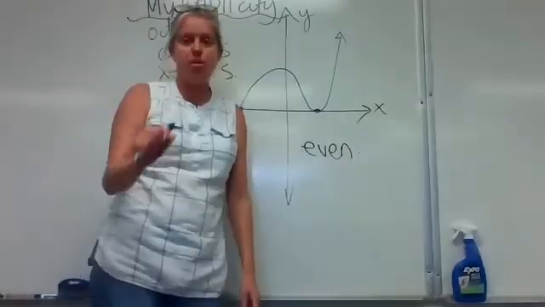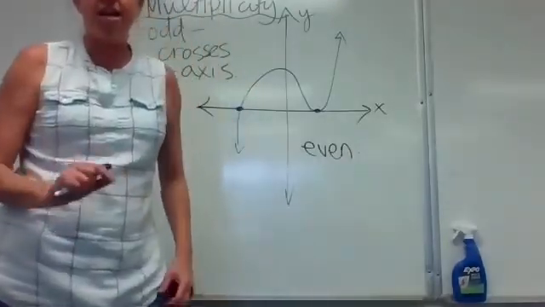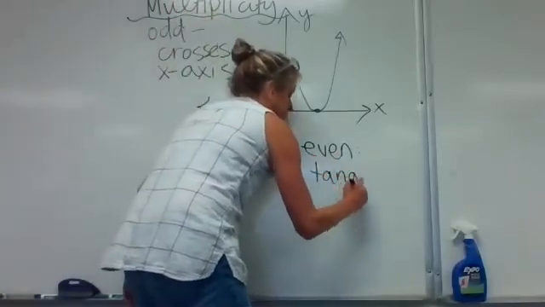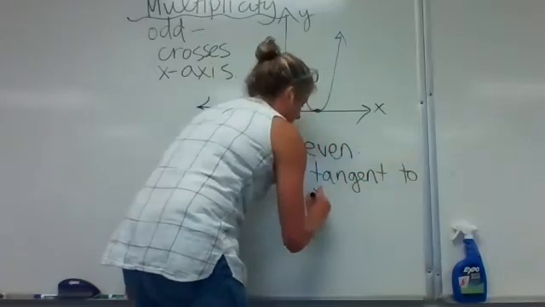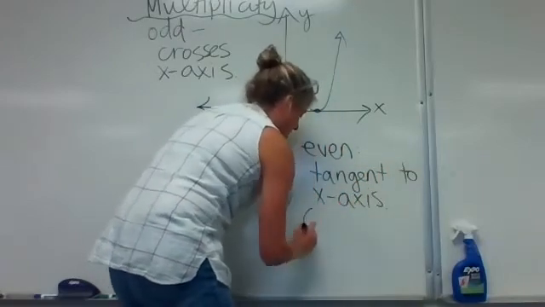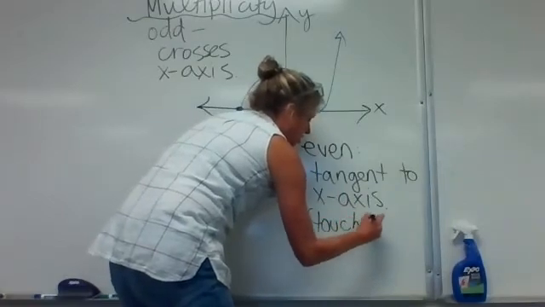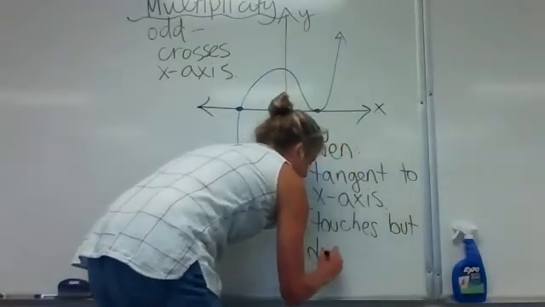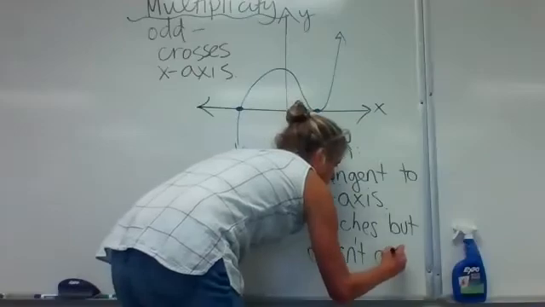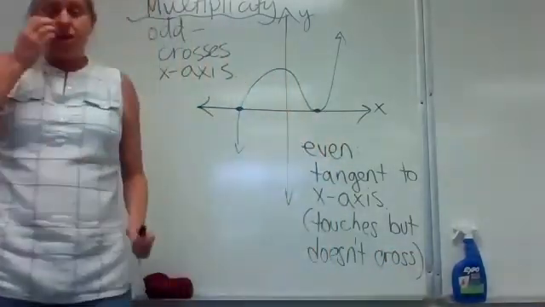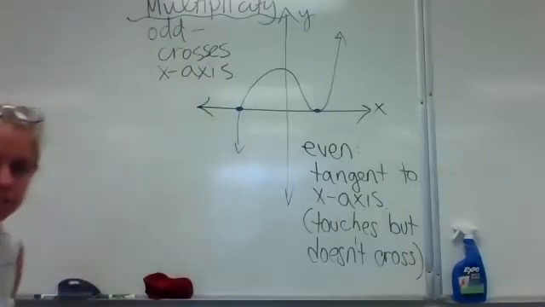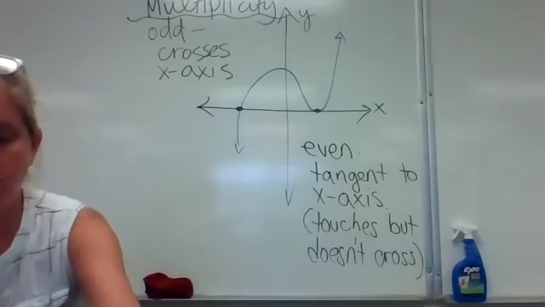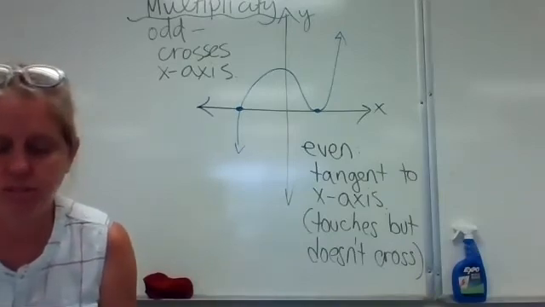You don't cross all the way through it, but you do touch it, which does make it an x-intercept or a zero. This is what they call tangent to the x-axis, which means touches, but doesn't cross. So that's what those multiplicity numbers tell you, which will help us do 11 and 12.